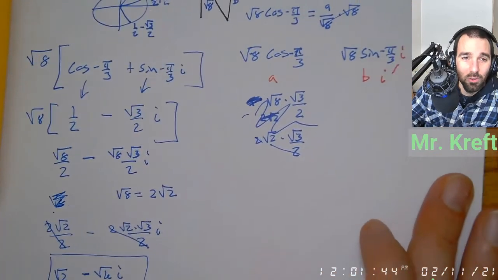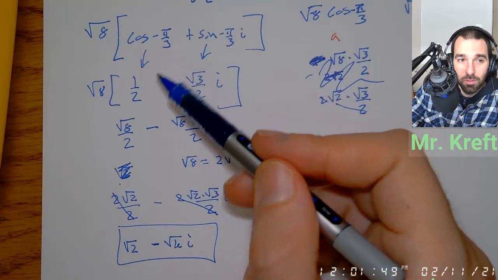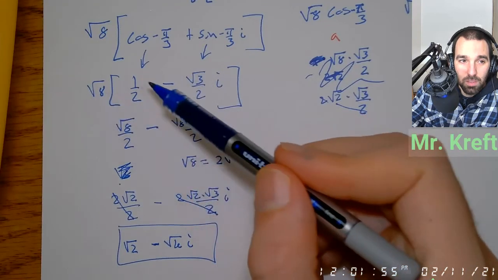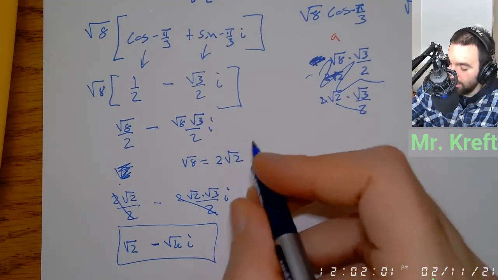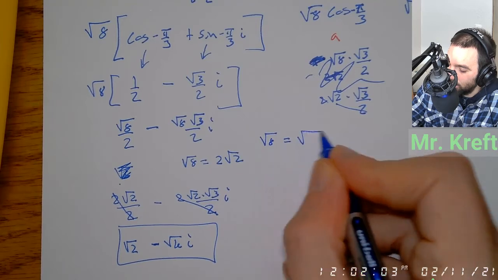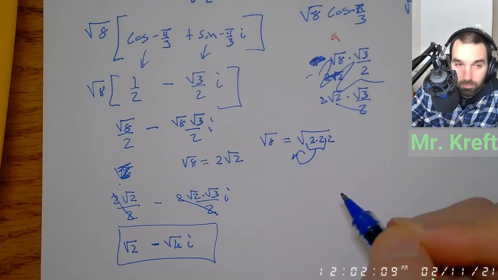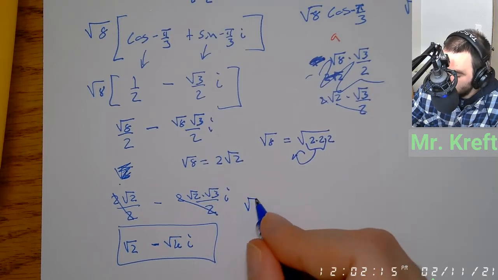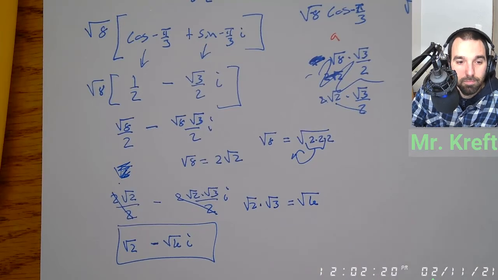And the reason to solve this by hand is that the answer is irrational, right? So what I did is cosine of negative pi over 3 is 1/2. Sine of negative pi over 3 is root 3 over 2. Then I multiplied by root 8. I know that root 8 equals 2 root 2, right? Because root 8 is the same as root 2 times 2 times 2, so I can take a group of 2 and pull them out. Then the 2's canceled out, and root 2 times root 3 is the same as root 6. So that's how I did that.